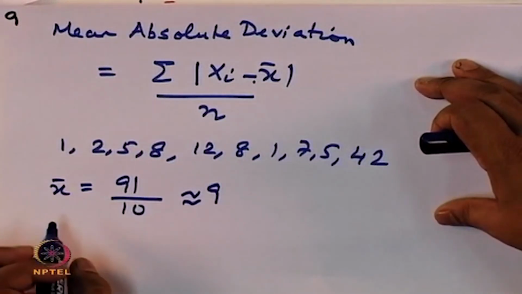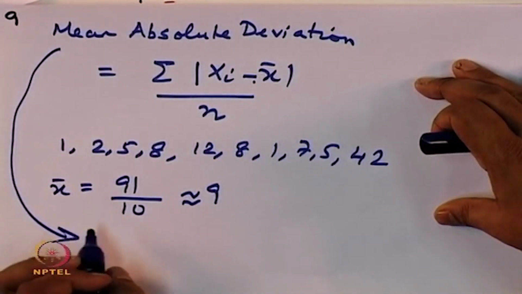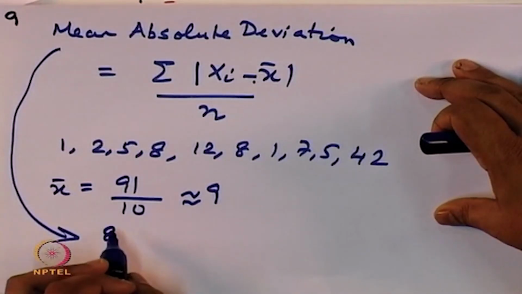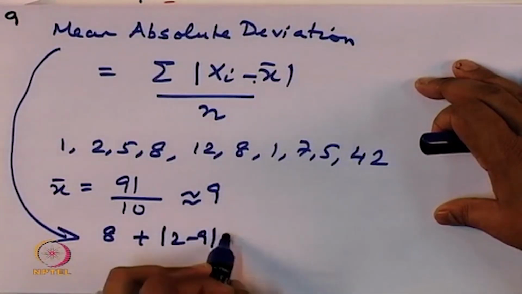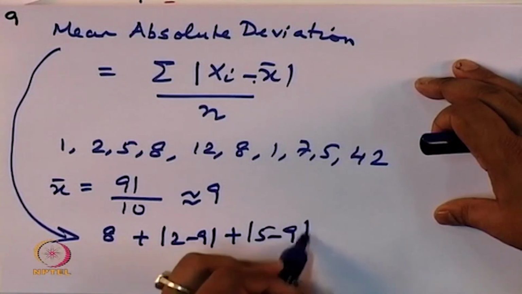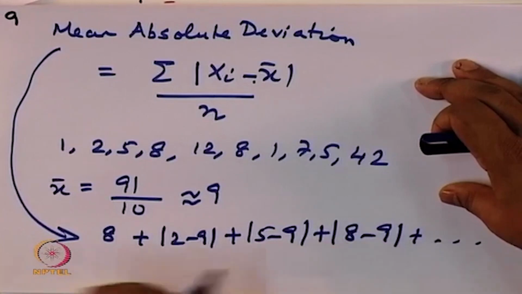So my mean absolute deviation is nothing but this: the first value is 1 minus 9, mod of 2 minus 9 is 7, plus mod of 5 minus 9, plus mod of 8 minus 9, and so on and so forth. So I can calculate this exact value.